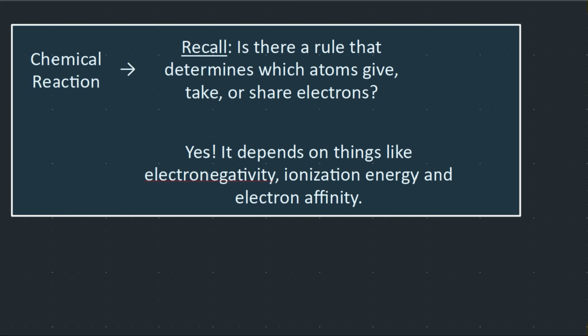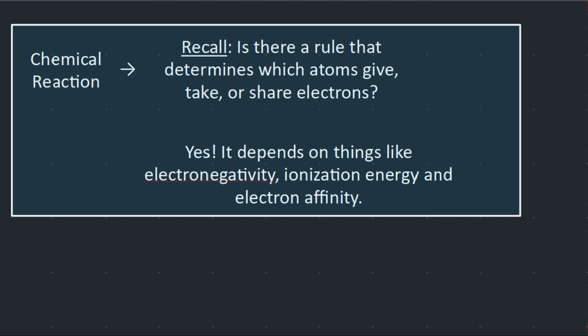When we have atoms interacting, basically we are looking at a chemical reaction. This interaction has to do with atoms exchanging electrons or sharing electrons. How or why does this exchange and sharing happen, and what are the factors that influence it? We have three main things: electronegativity, ionization energy, and electron affinity.